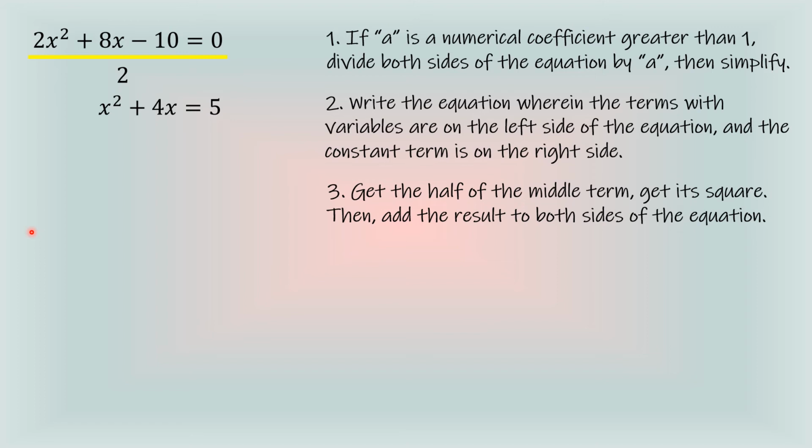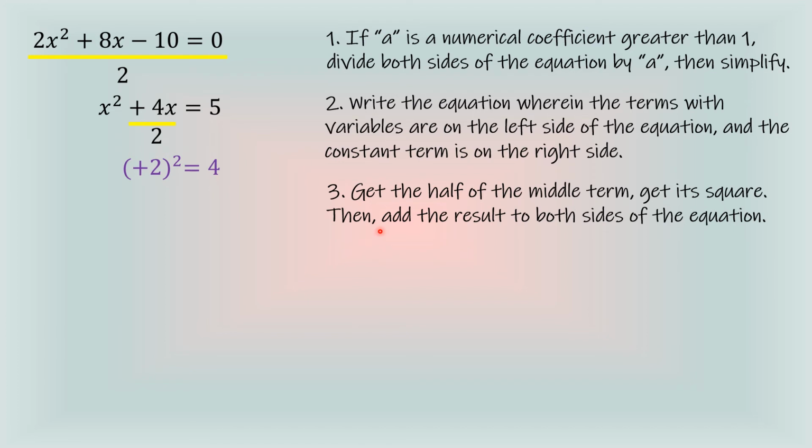So, ngayon, hahanapin na natin yung half o yung kalahati ng middle term, which is the positive 4. And then, tsaka natin siya kukunin yung square. So, let us divide positive 4 by 2. Kasi kalahati yung kukunin natin sa 4. So, 4 divided by 2 is 2. And then, let us get its square. Positive 2 squared. So, 2 times 2 is 4.